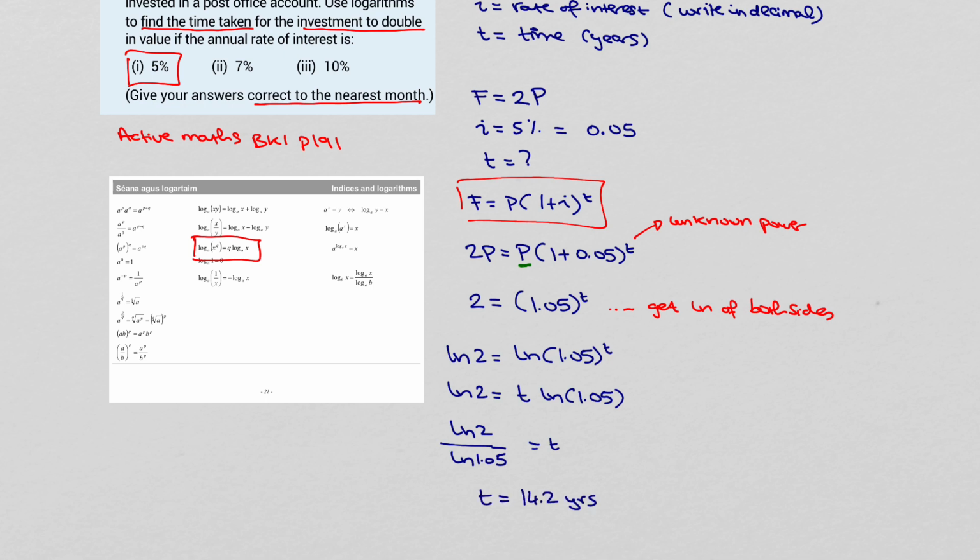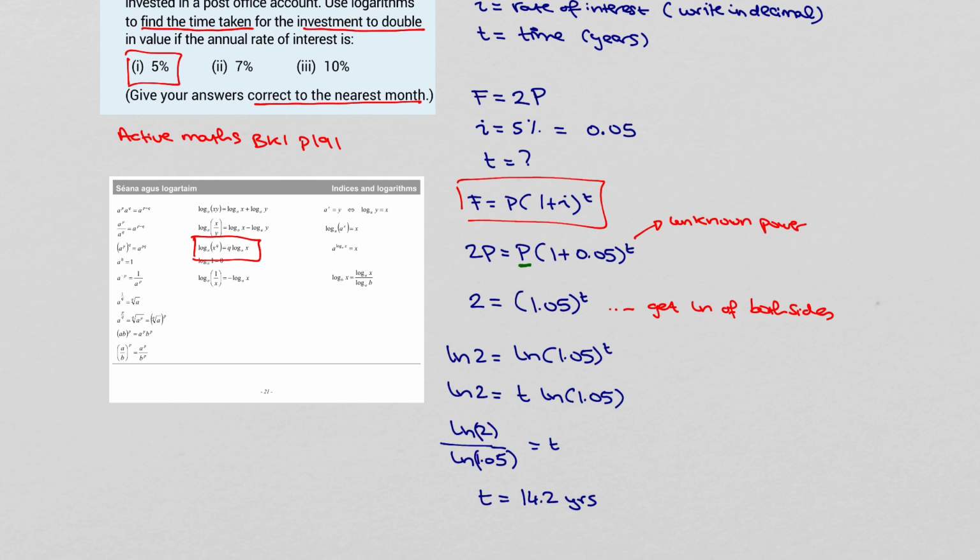And then if I put that into my calculator, we have to be careful in our calculator to make sure that we close the bracket. So when you type in natural log of 2 over natural log of 1.05, you have to physically close the bracket on the top and the bottom, otherwise you're going to get a maths error. And that will give us a value of t equals 14.2 years.